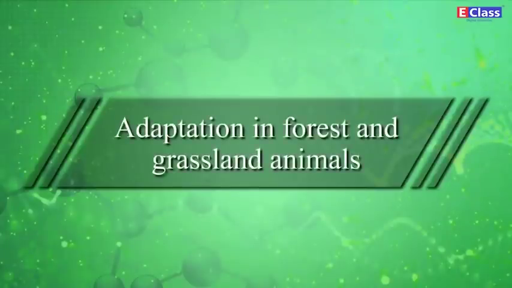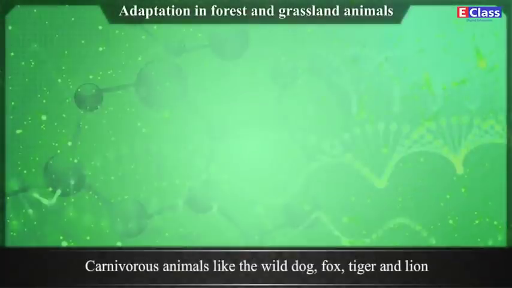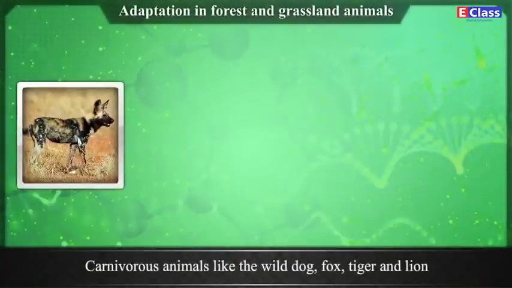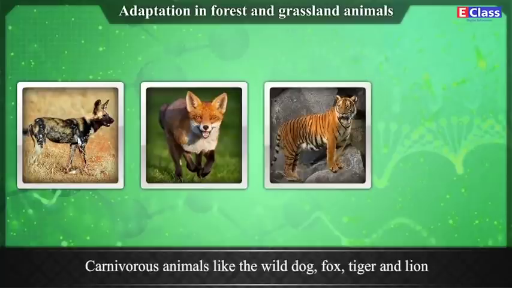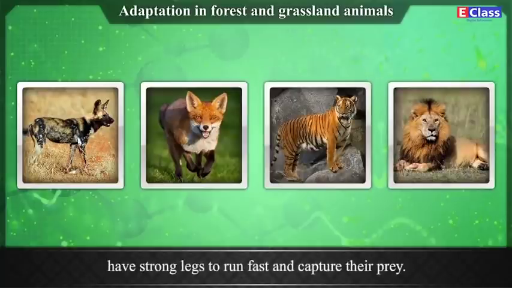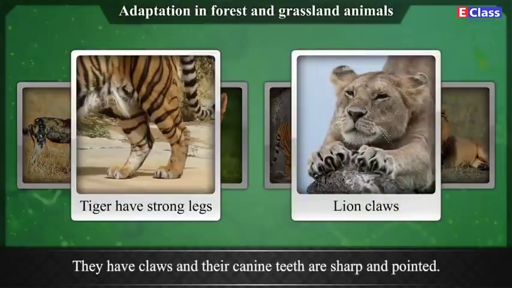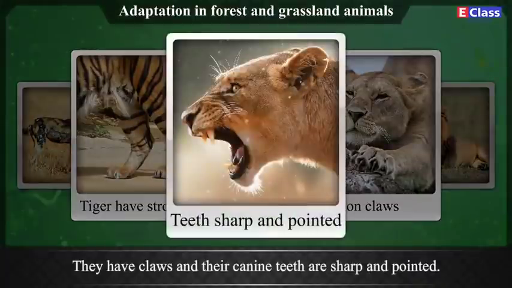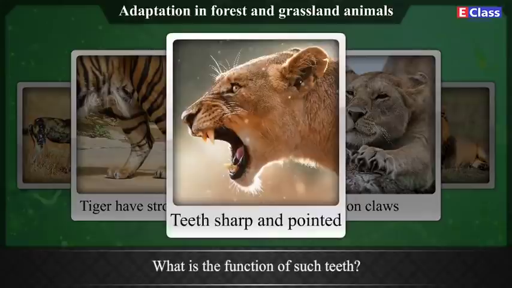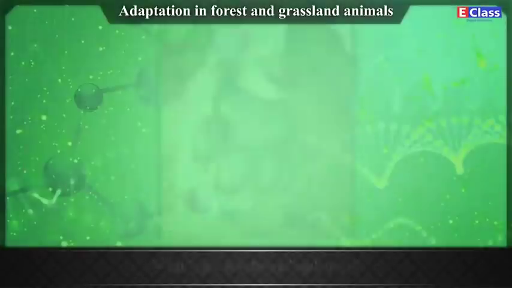Adaptation in forest and grassland animals. Carnivorous animals like the wild dog, fox, tiger, and lion have strong legs to run fast and capture their prey. They have claws and their canine teeth are sharp and pointed. What is the function of such teeth?